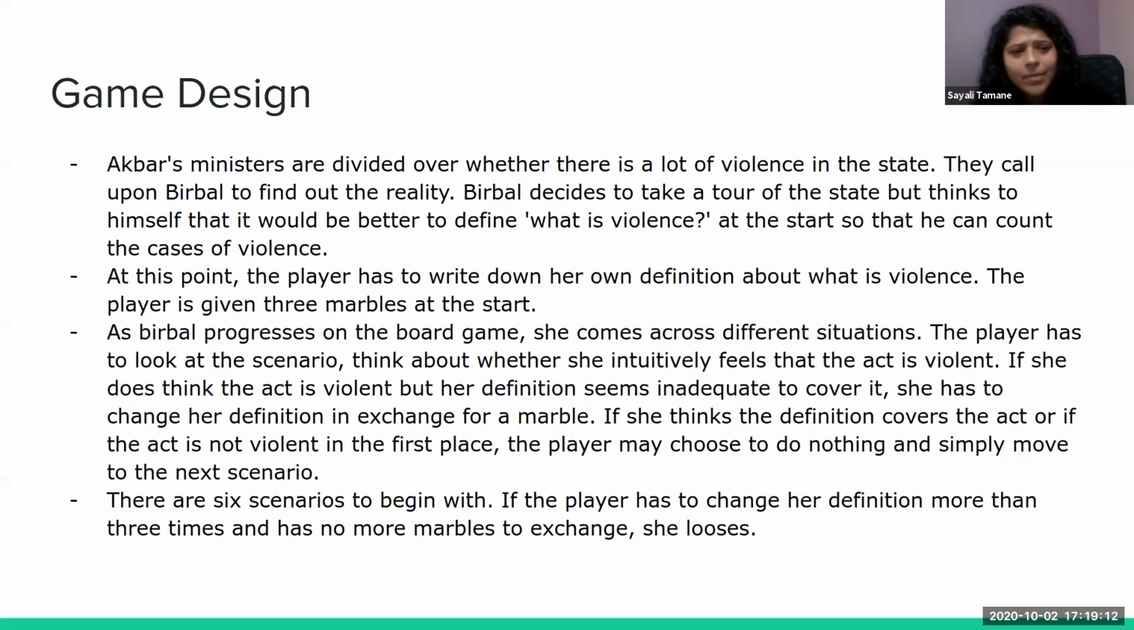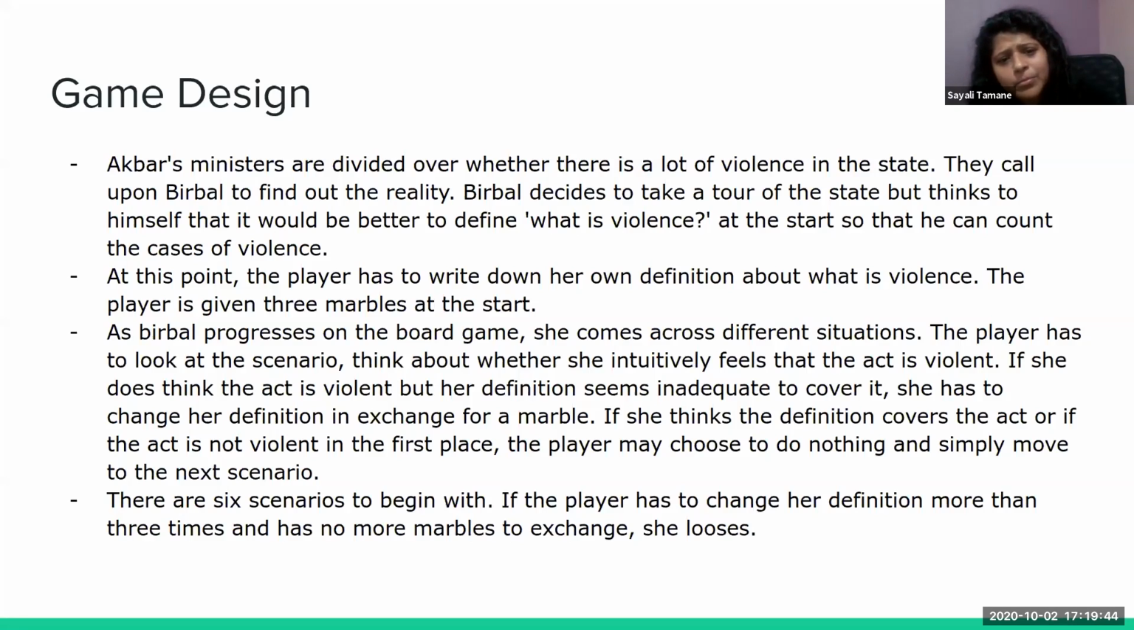The game that we came up with was that Akbar and Birbal are two characters which are generally known to adolescents or children in general, and Akbar is the king. So Akbar is sitting in the court, and his ministers are divided over whether there is a lot of violence in the state, and they can't make up their mind, and so they call up Birbal, who's a minister in Akbar's court, to find out the reality.